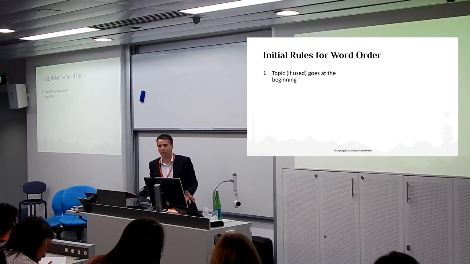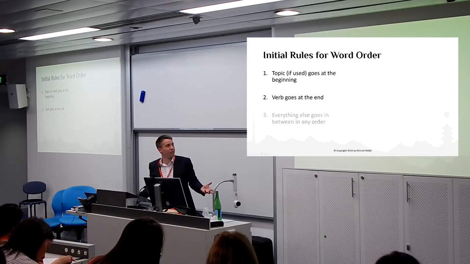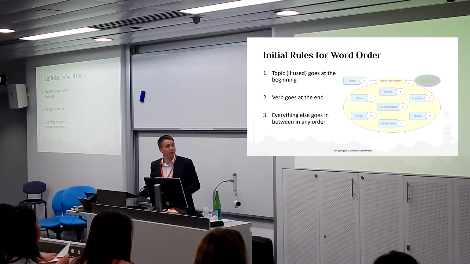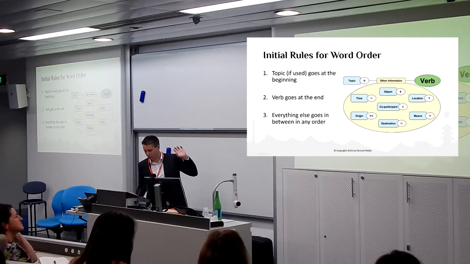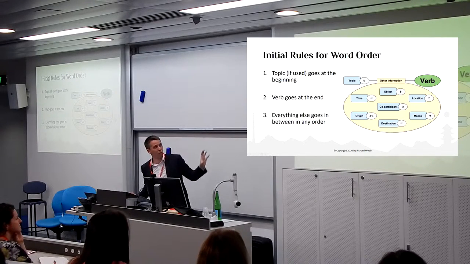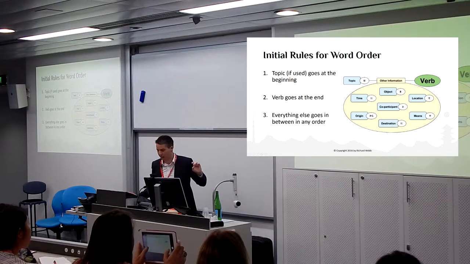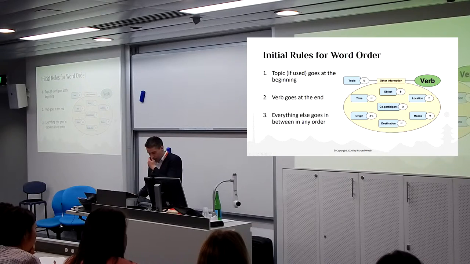We can start with a couple of really basic rules that keep things really simple. So we start with the topic, if it's used, goes at the beginning of the sentence. The verb goes at the end, and then everything else goes in between, and it can go in any order because we have those particles. So it looks something like this. You have topic wa, and then whatever other information you want to include can go in between, as long as you keep the particle together with the thing that it's defining, and then the verb at the end.